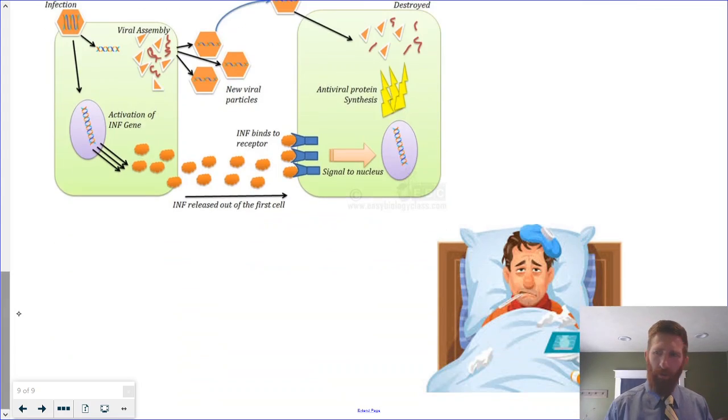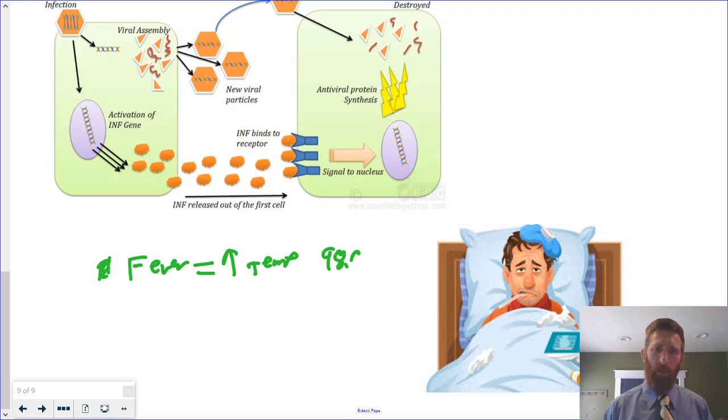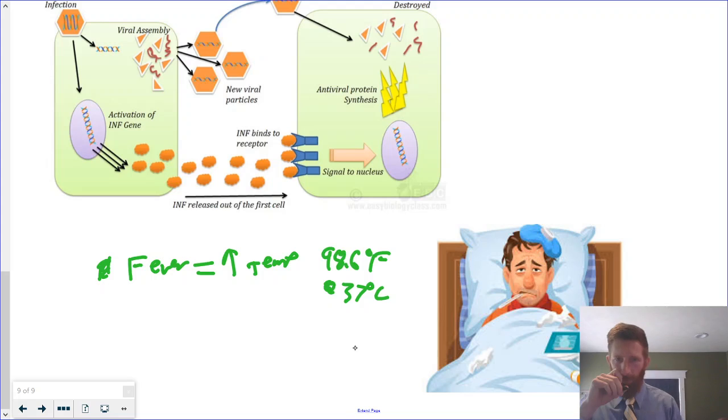So that's interferon. And then the last one is the fever, which some people regard as specific, some people regard as non-specific. We'll call it non-specific. This is our last little item in our second line of defense. So fever, as we all know, our definition of fever is increased body temperature, right? The accepted body temperature for humans is 98.6 degrees Fahrenheit, or 37 degrees Celsius, right?